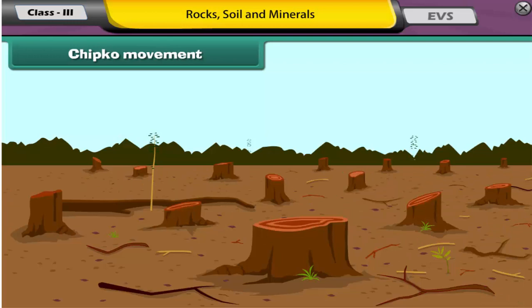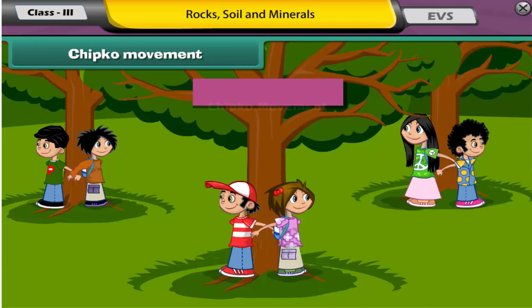Now we learn about an event related to protection against the cutting of trees. The Chipko movement or Chipko Andolan, literally "to stick" in Hindi, is a social ecological movement through the act of hugging trees to protect them from being felled.